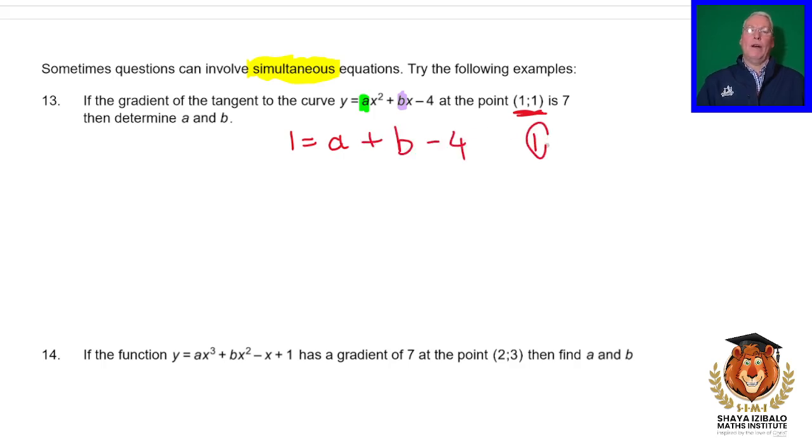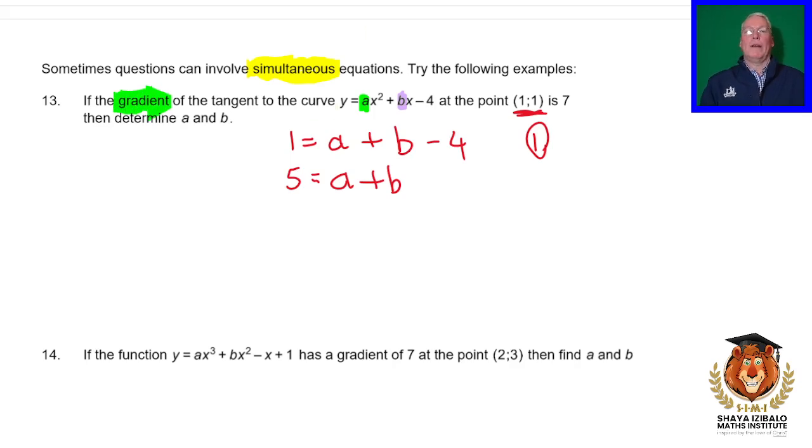Now that is an equation, but it's got two variables in it. We can actually simplify it. We can add 4 to both sides. So in fact, a plus b is 5. But then we also know the gradient of the tangent is 7 at that point (1, 1).